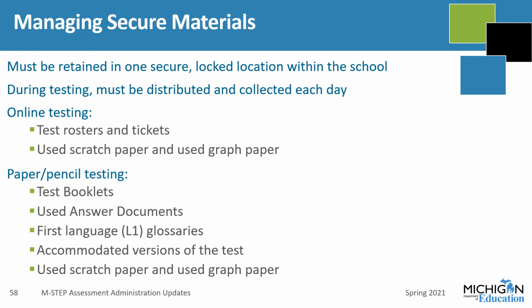Secure materials for online testing are test rosters and test tickets, and any used scratch or graph paper. For paper pencil testing, secure materials include test booklets, used answer documents, L1 glossaries, any accommodated version of the test, listening CDs or scripts, reader's scripts, used scratch or graph paper, and more. Make sure you review the TAM if you have any questions about what are secure materials, and look on page 63 for more information about materials and materials handling.